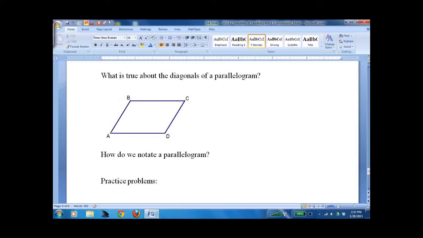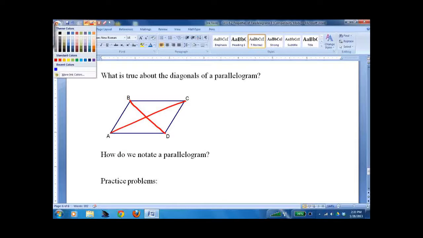And last but not least, what can we say about the diagonals? Well, if you look at these, you've got alternate interior angles. We've already proved the opposites. And then more alternate interior angles. So we'll end up saying they're congruent.